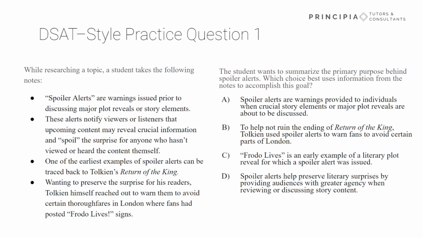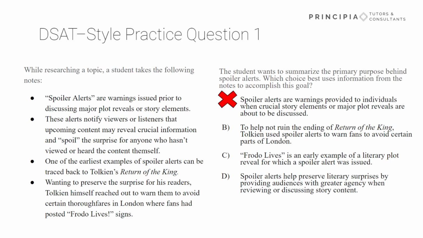So, starting with A, this is a true statement. We know they are provided so major plot reveals are not disclosed to unwilling or unaware persons. However, stating what they are does not necessarily clarify their purpose, and so we can and should eliminate choice A.